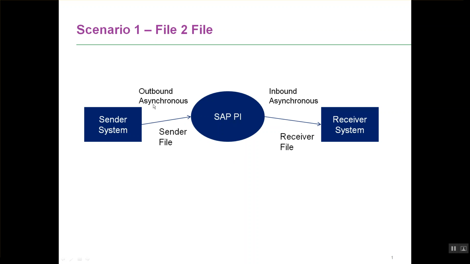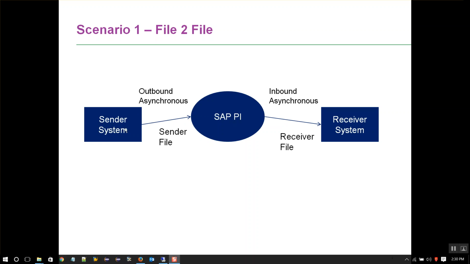The other thing that I would like to call out is this word asynchronous, which is used in both the places. What does asynchronous mean? Asynchronous is nothing but fire and forget. What that means is there is no response expected. So when a sending system sends the file to PI, the sending system does not expect a response back, and that is why the quality of service or the mode of the interface is asynchronous.